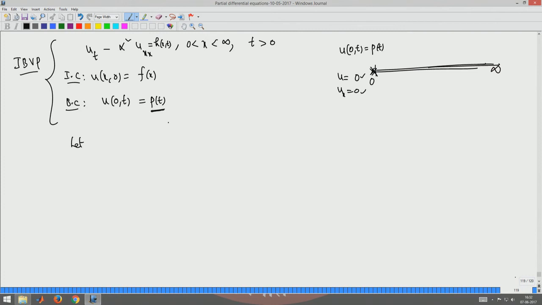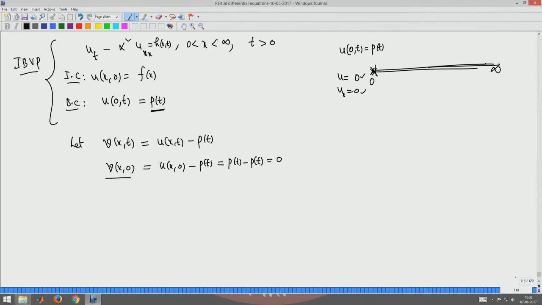Okay. So, if you do this, let v of x t be u of x t minus this p of t, if you take this one. So, that v of x 0 equal to 0 is p t minus p t, that is 0. Okay. So, u at x 0 minus p of t. But u at 0 t is p of t, minus p of t. So, that is 0. Okay.